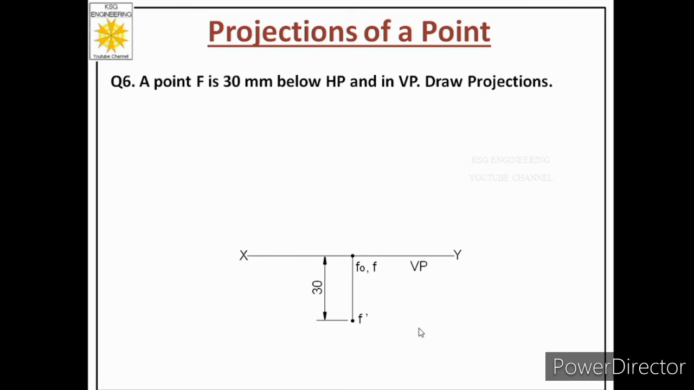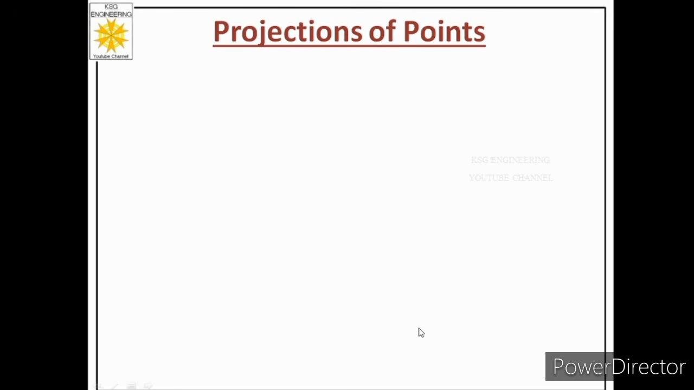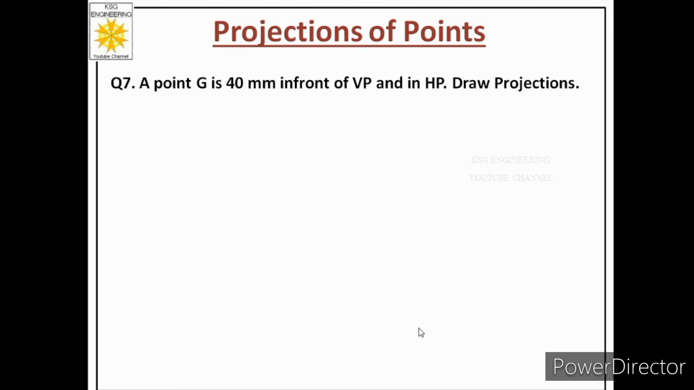So I hope the sixth case is also clear to you. Now let us move on to the seventh case of projections of a point. So let us read the statement. Statement is: a point G is 40 mm in front of VP and in HP, draw projections.